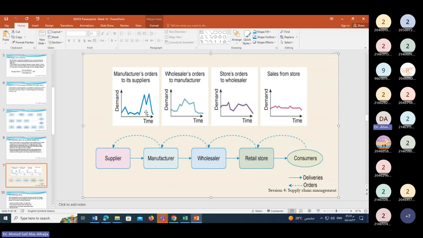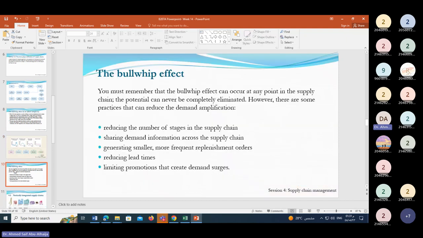طيب, how to minimize this problem? خلاص, we understand, this is a problem. And hopefully we do some actions to reduce or minimize this problem, or as we call it, demand amplification. Okay. One of the ways to reduce this problem, or minimize this effect, is to reduce the number of stages in the supply chain.